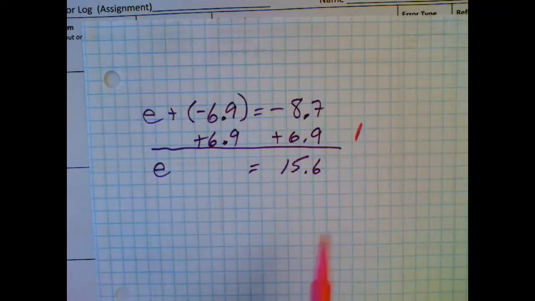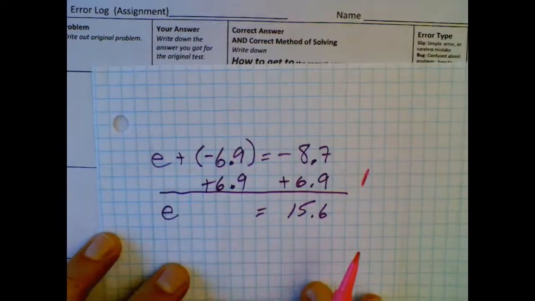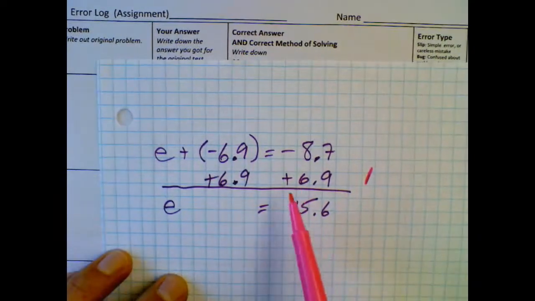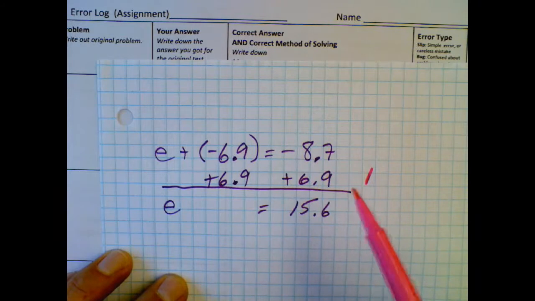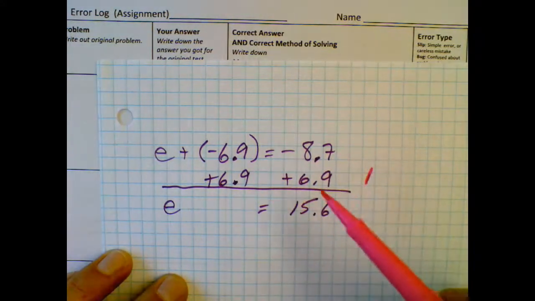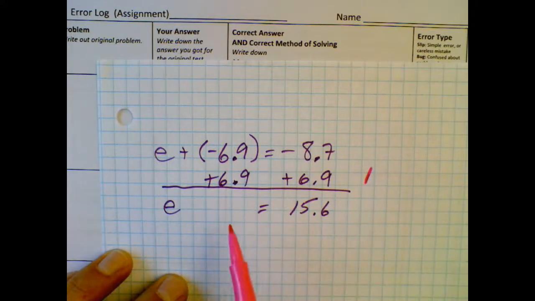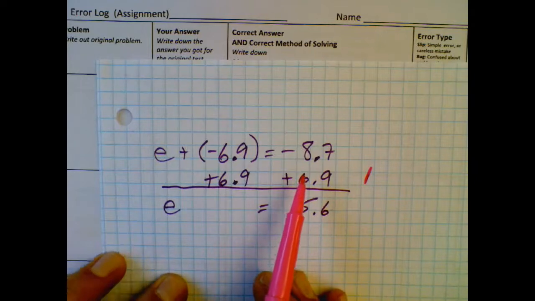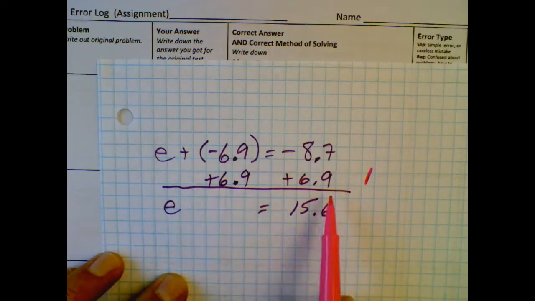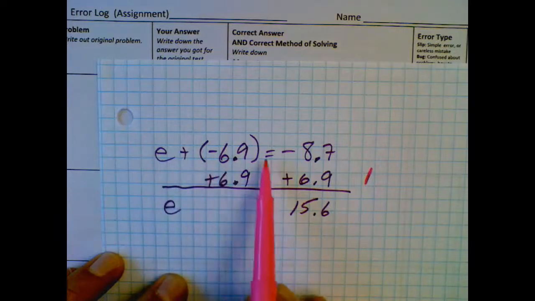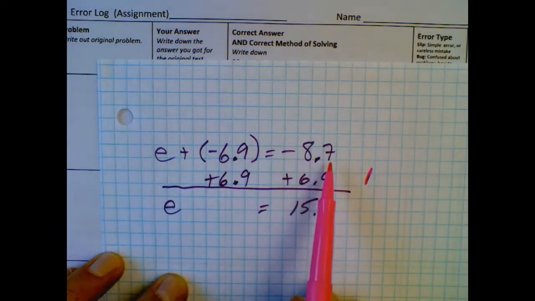Okay, so here we are going over the assignment log that went with the quiz. This little video is an attempt to show you how to use the error log with the quiz on solving fraction and decimal equations. This is one of the problems that was in the quiz, and I went ahead and did a sample solving it here. So if I look here, e plus negative 6 9/10 equals negative 8 7/10.